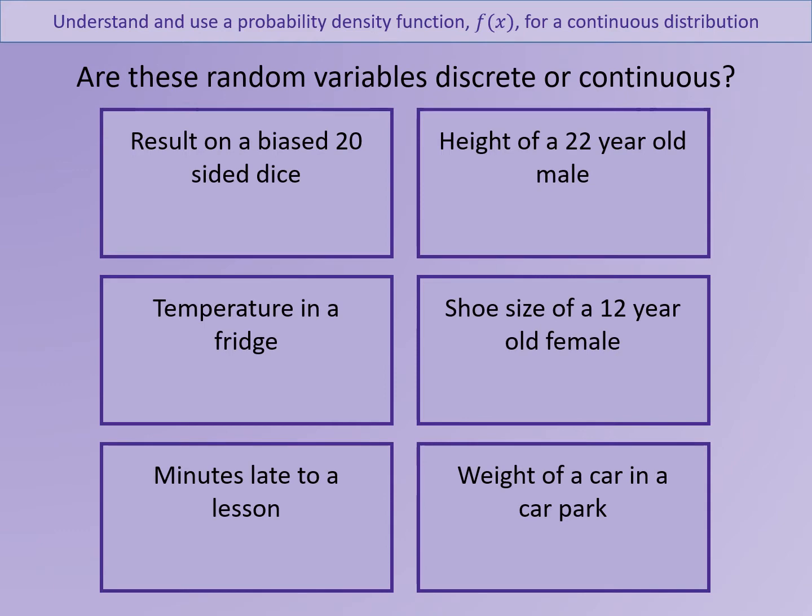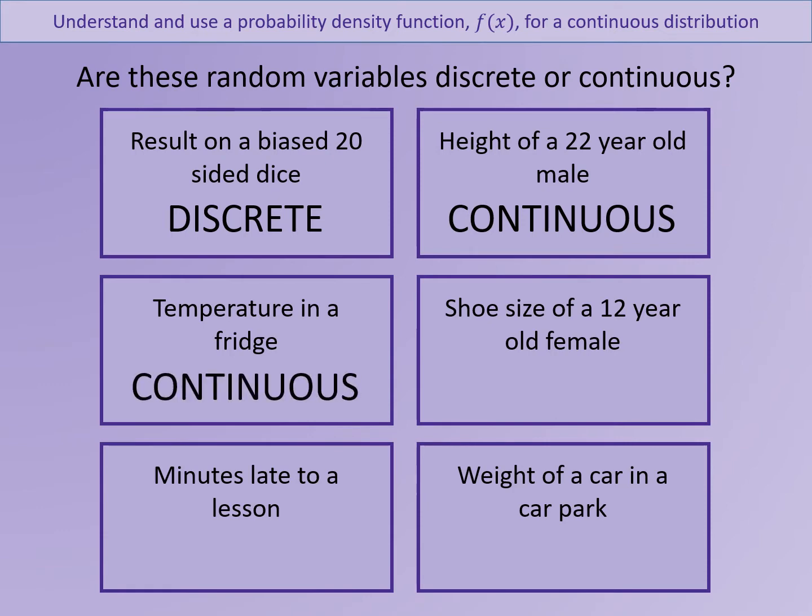For each of these 6 variables, consider whether they will be discrete or continuous. So the result on a 20-sided dice will be discrete. It can only take certain values on that dice. The height of a 22-year-old male, this is continuous. The temperature in a fridge, this is also continuous, assuming that we can measure between degrees. The shoe size is discrete, this is going to take certain values.